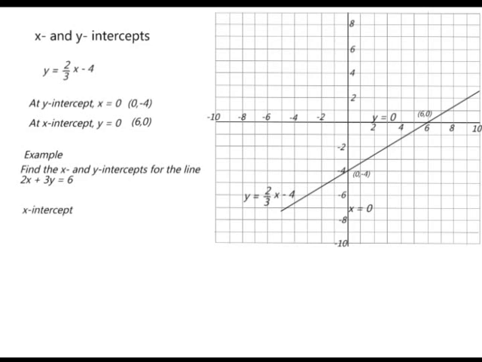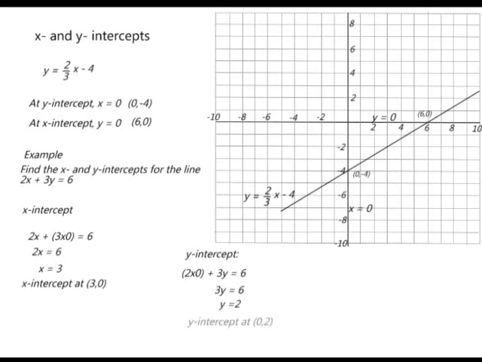We start with the x-intercept and we substitute y with 0. So we have 2x plus 3 times 0 is equal to 6. 2x is equal to 6 and x is equal to 3. The x-intercept is at (3, 0). Y-intercept, we substitute x with 0. And so 2 times 0 plus 3y is equal to 6. 3y is equal to 6 and y is equal to 2. It means therefore that the y-intercept is at point (0, 2).